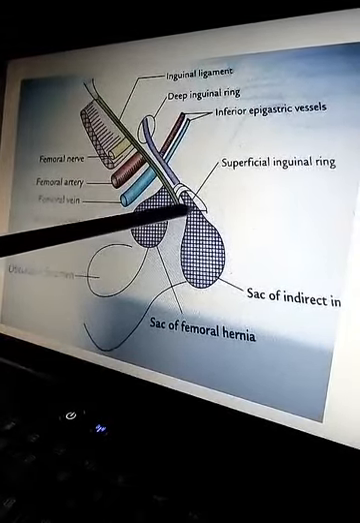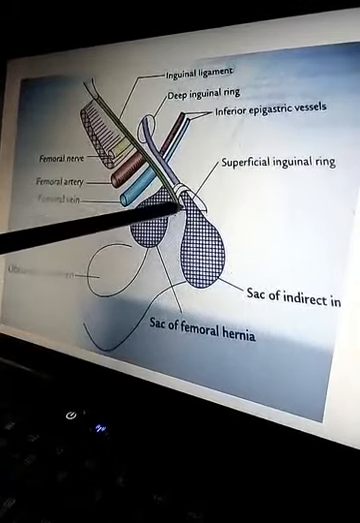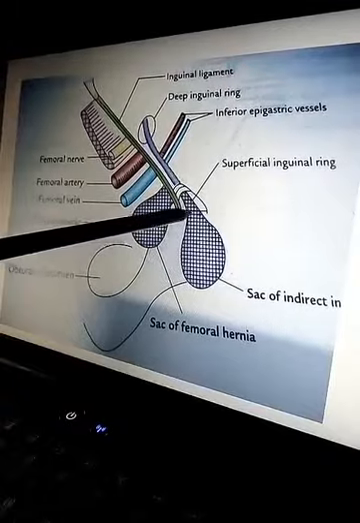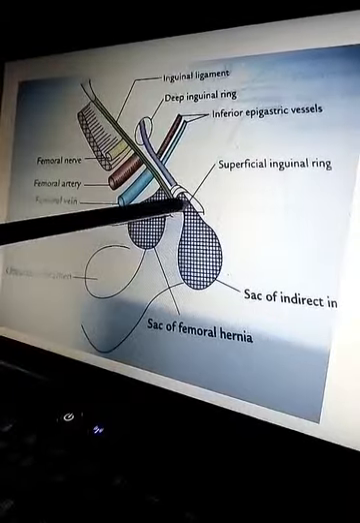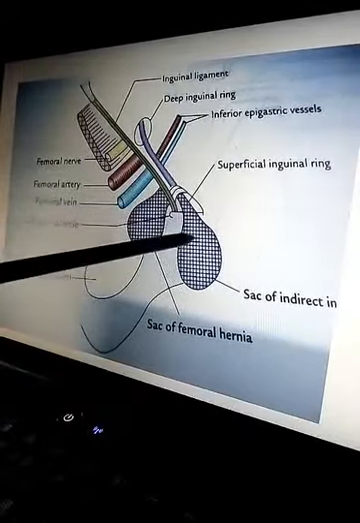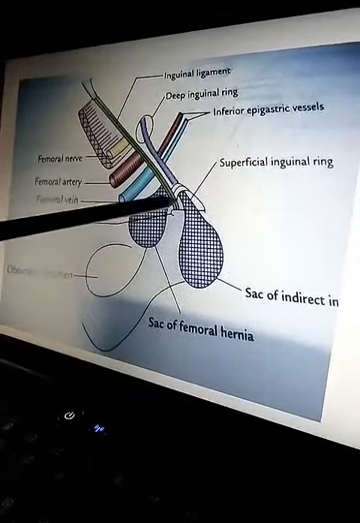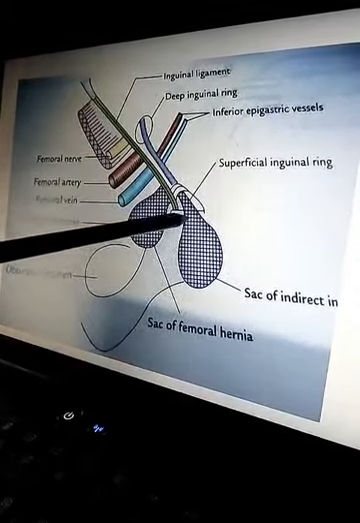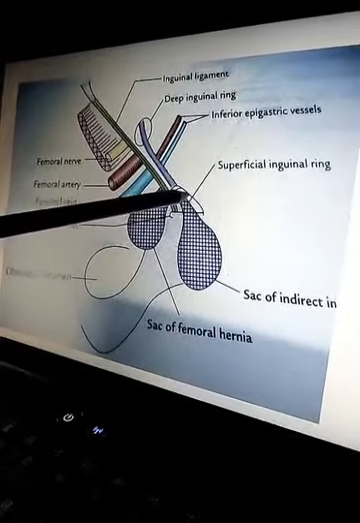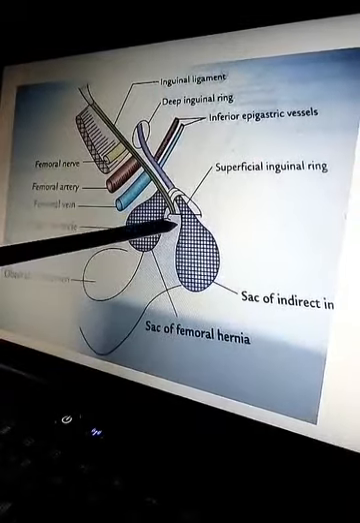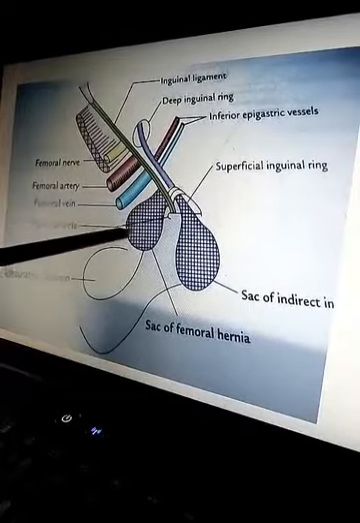Usually it lies lateral to the inferior epigastric artery. It is common in children and young adults. The predisposing factor for this type of hernia is the complete or partial patency of the processus vaginalis. The indirect inguinal hernias are more common than the direct one and occur more often in males than females. The indirect inguinal hernias may be congenital or acquired. Now after this we have a direct inguinal hernia.